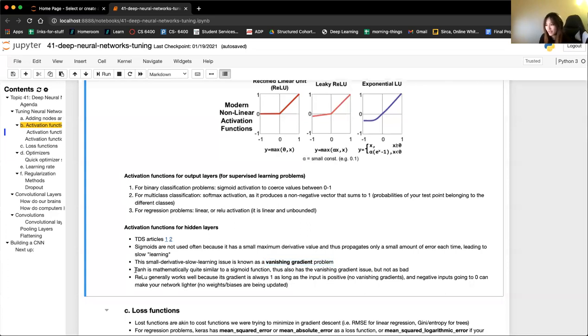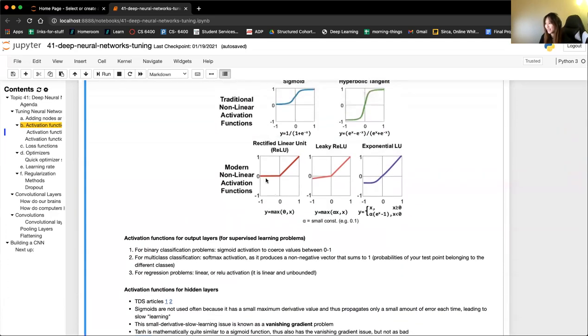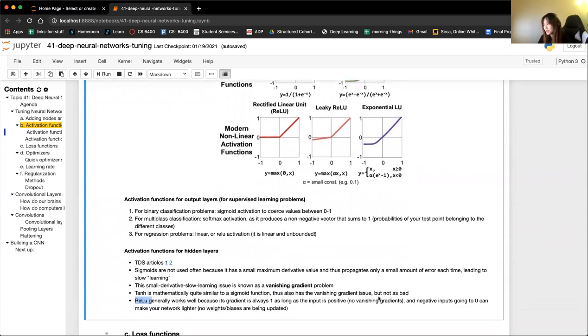Another activation function you have is tanh, which is actually very, very similar to a sigmoid function, but it also has a vanishing gradient issue, but it's not as bad. So let's say you're using ReLU and then that is overfitting. Maybe you want to downgrade to a tanh. But as I just mentioned, ReLU generally works well because its gradient's always 1 when the input is positive. The ReLU function actually looks like this, a straight line. So you don't have this vanishing gradient issue.